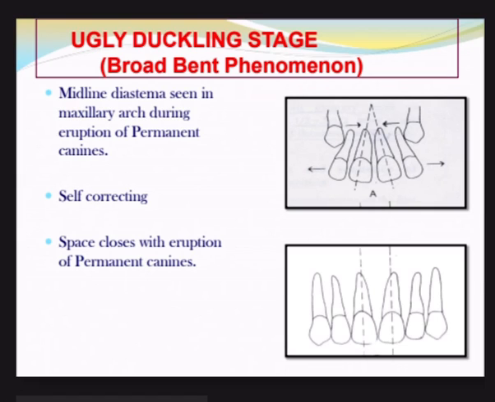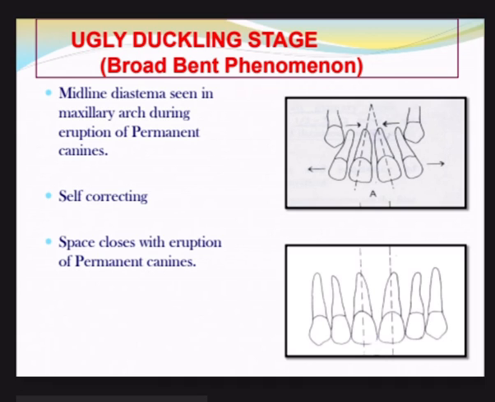Now coming to the next phenomenon, which is called the ugly duckling stage or broadbent phenomenon. Again, very important. This lecture is full of important points, because there are various fancy names: broadbent phenomenon, leeway space of Nance, primate space, physiological spacing. So it is a very important lecture from your exam point of view. Please don't confuse all these things. Different names are there and a lot of facts are in this lecture, that's why it can become confusing, so just concentrate.